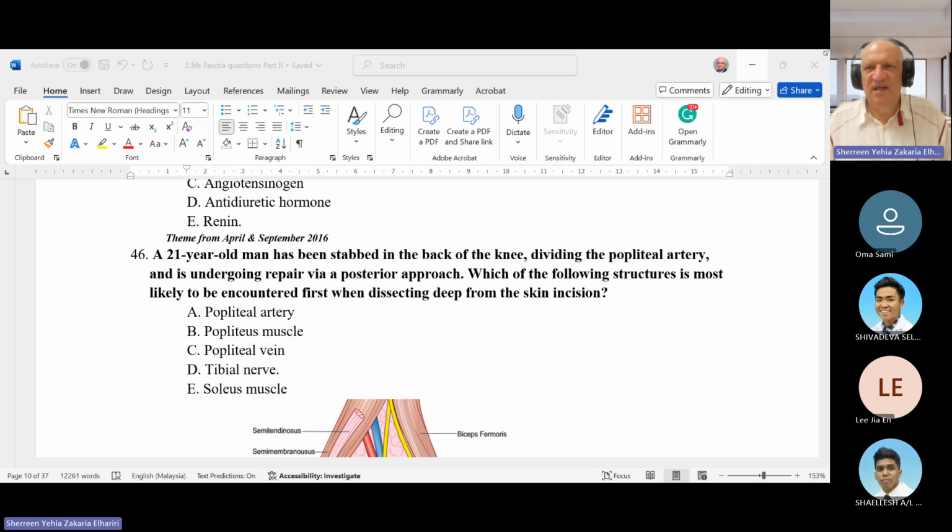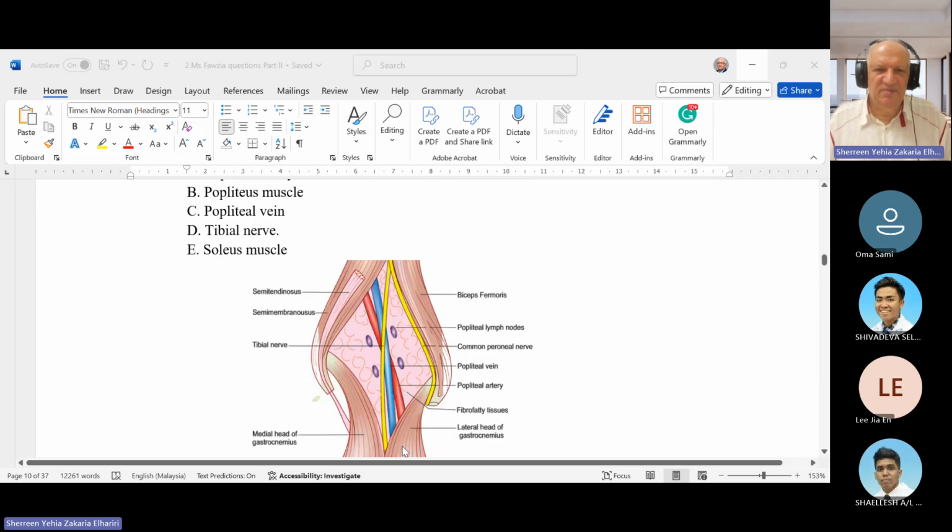which is against the anatomical position. So now he asks you, what is the first structure? What is the first structure dissected deep of the skin incision? So after skin, you can find here.